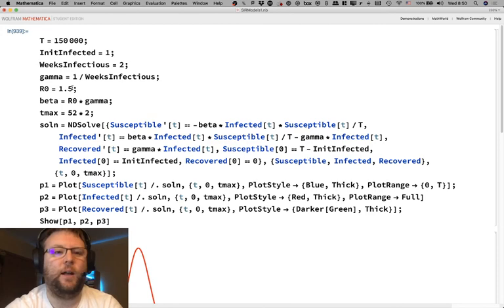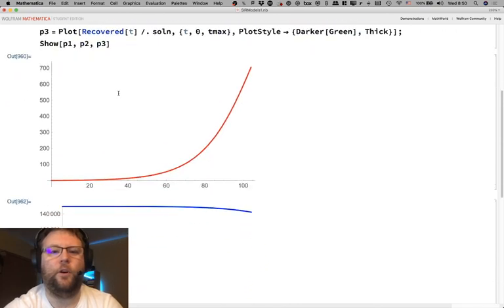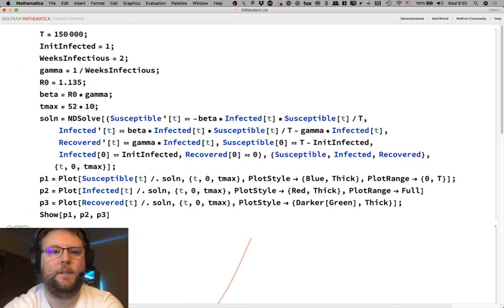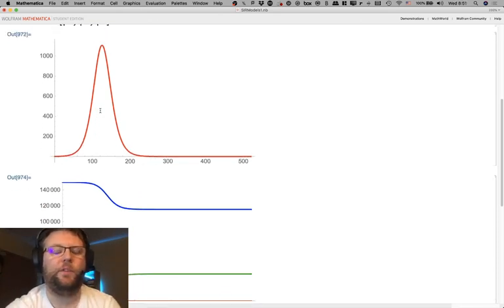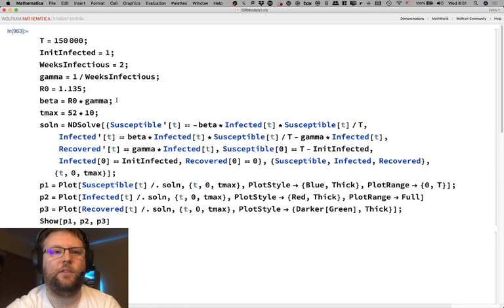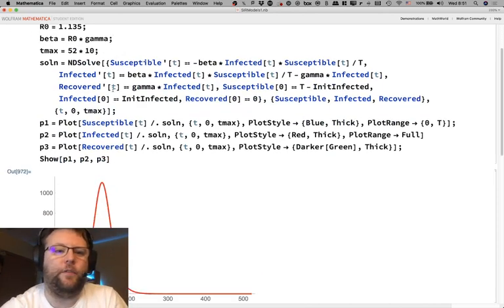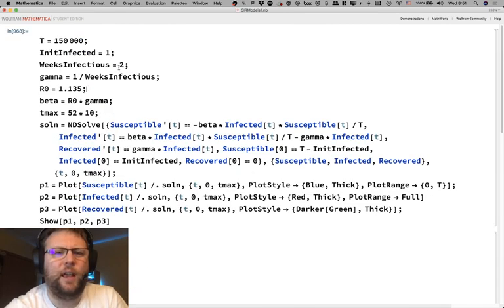Okay. So let me put the values back. That's the flu's value of R naught. And if we run the flu model, we'll still see our peak at a little over 1,100 cases. It just is kind of slow. Okay, so this is assuming that you stay infectious for 2 weeks, but that we have the R naught of the flu, which is kind of interesting.